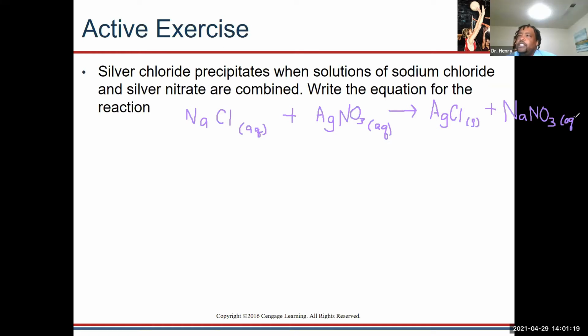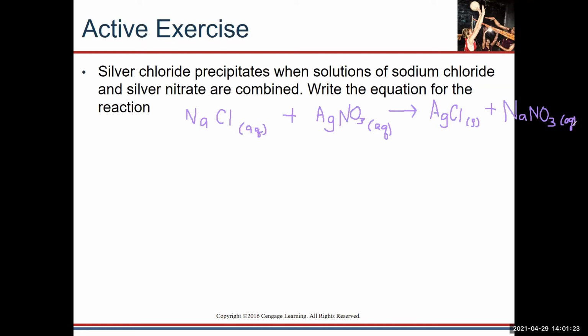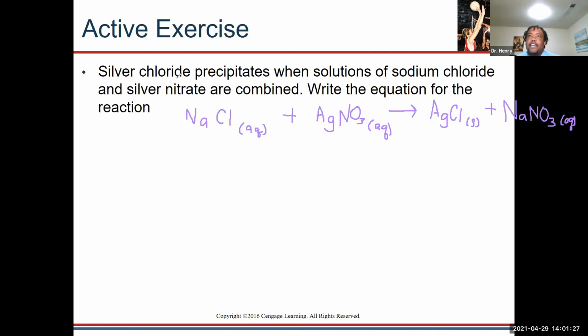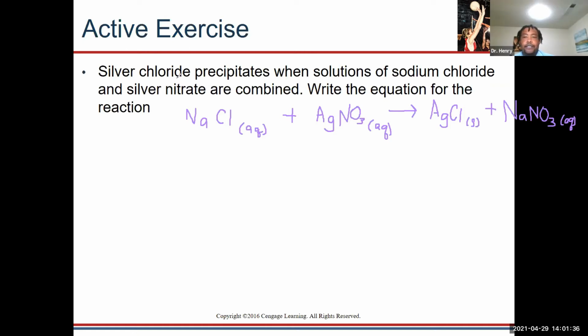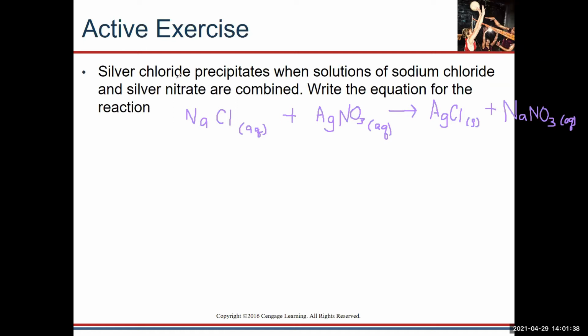Okay, so what did you say, solid for AgCl? The question states it precipitates. Excellent, good job. Okay, is it balanced? Looks like it. Yep, it's balanced. Piece of cake.